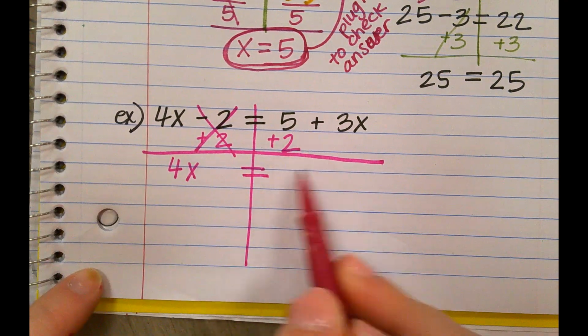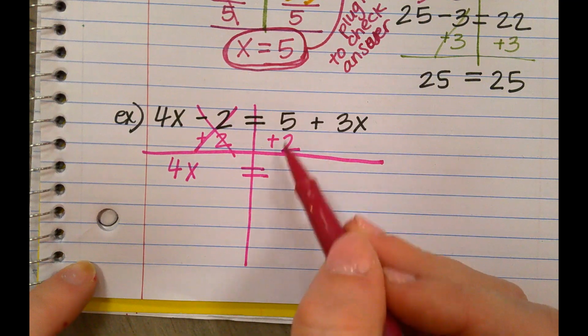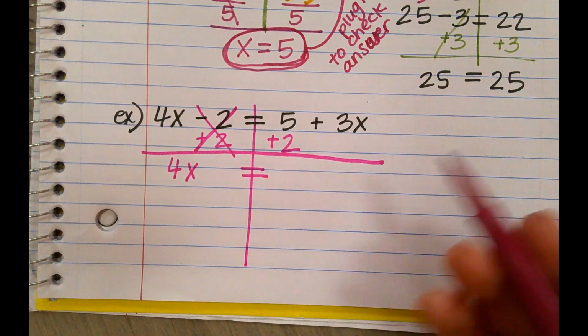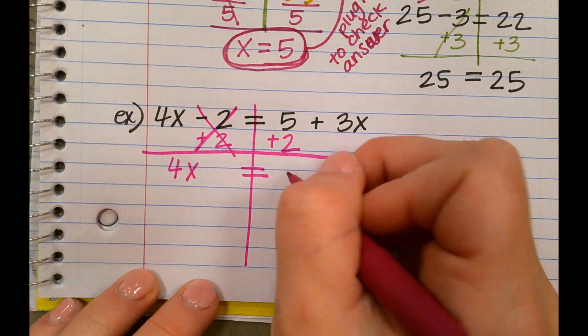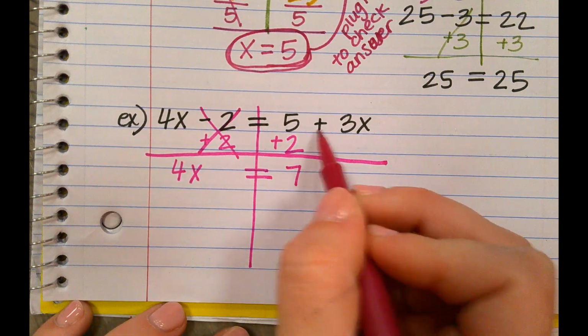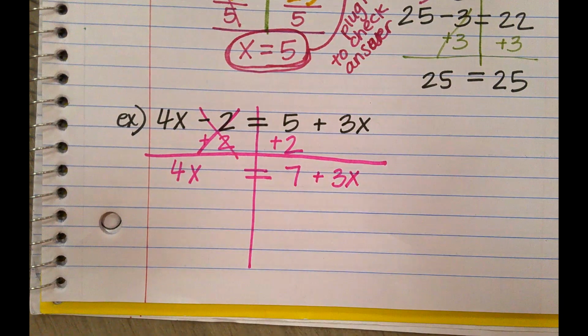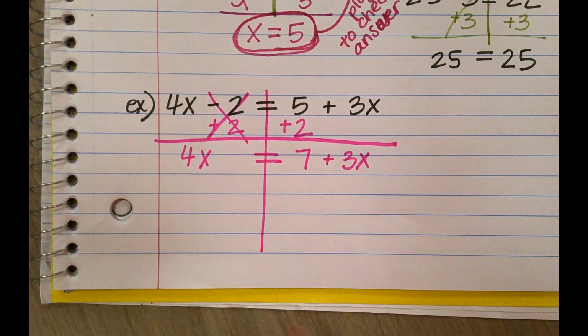And then what's next? 5 plus 5 is 7. Oh, let's be careful. 5 plus 2. Yes, that is 7. That's right. 5 plus 2 is 7. Bring down the +3x. Good.